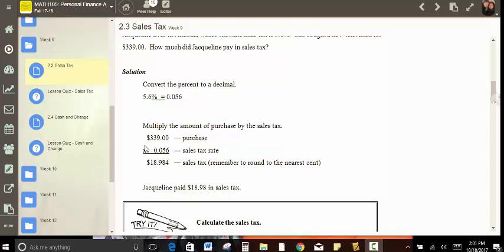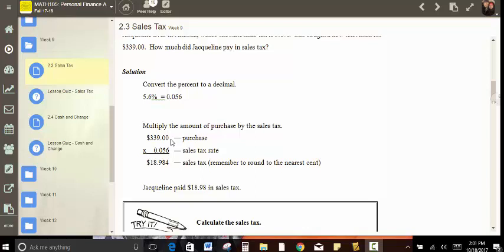Now what I want to be clear on is that you have to pay close attention to how to convert a percentage to a decimal. If you multiply 339 times 5.6, you are going to have a very large number, and it is going to be a lot larger than 339. When you are looking at sales tax, it is a fraction of the amount that you pay. So your answer should always be less than the purchase price. So keep that in mind when you're doing this.